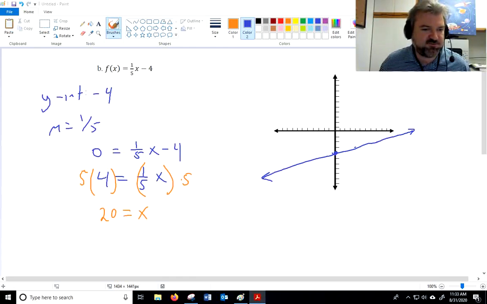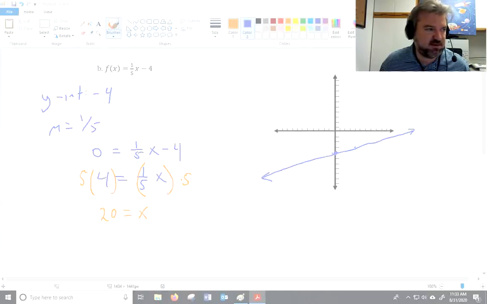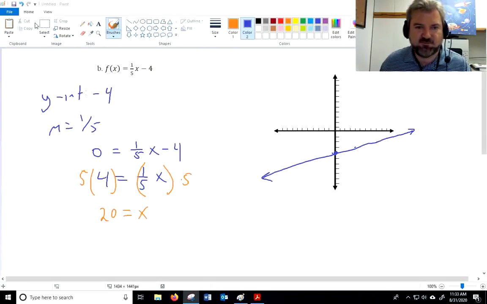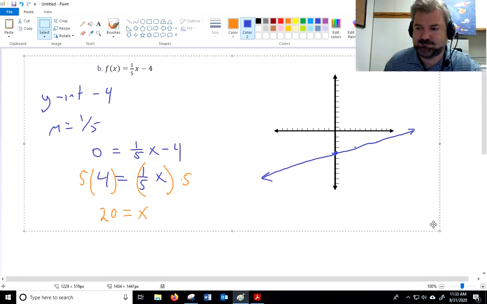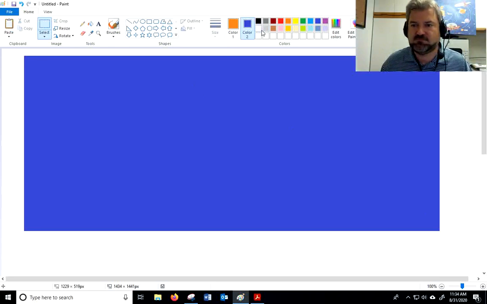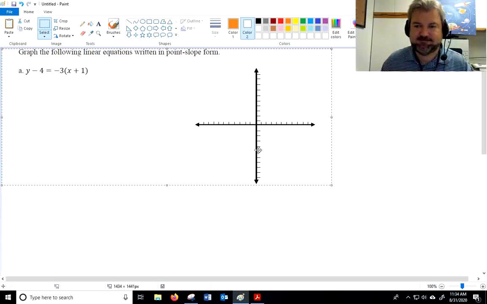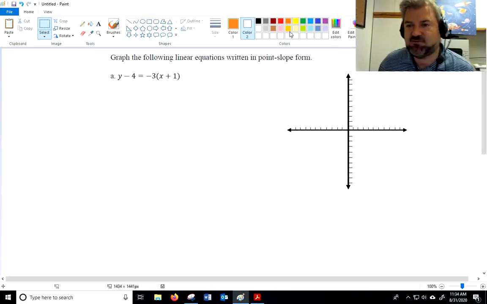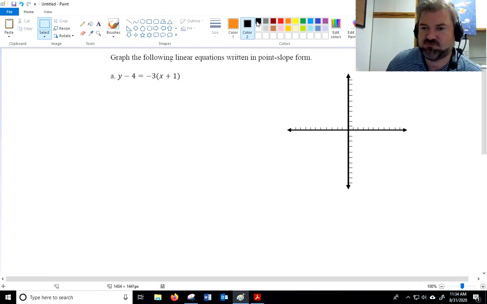All right, I want to say that we have one more type to talk about, and then I think we're going to be able to mix them all up together. At least I hope so. So let's take a look at an example of a line written in point slope form. All right, so to graph a line in point slope form, you have, of course, the option to convert the line to slope intercept form if you prefer.